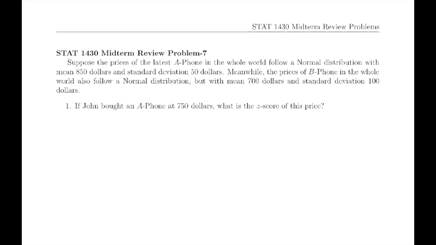Alright, now we're going to look at the problem about the normal distribution. Suppose the prices of the latest iPhone in the world follow a normal distribution with mean $850 and a standard deviation of $50. Meanwhile, the prices of the B phone in the whole world also follow a normal distribution with mean $700 and a standard deviation of $100.